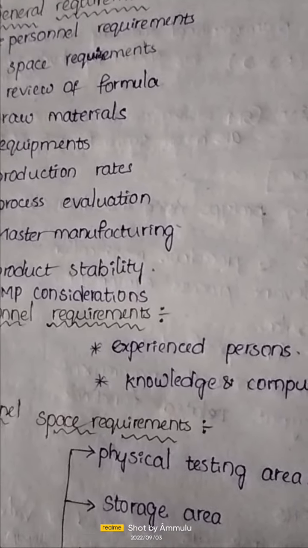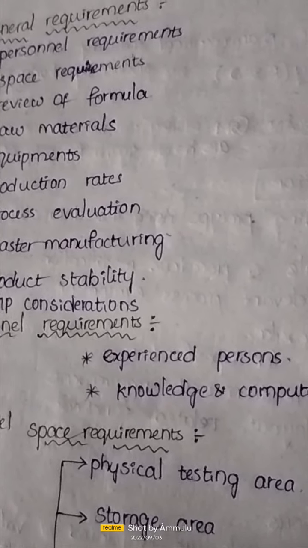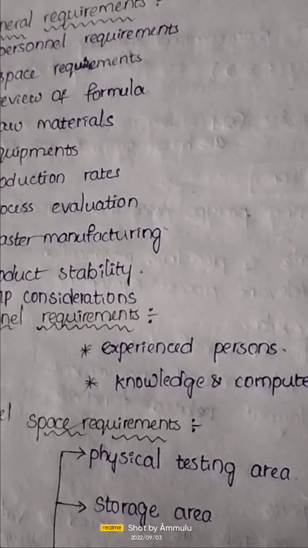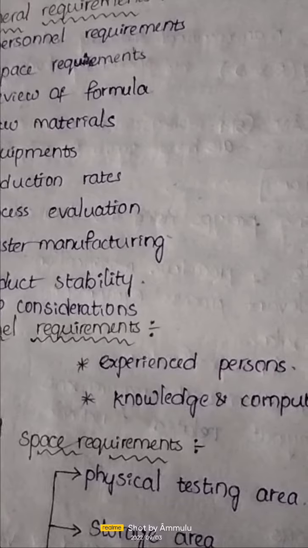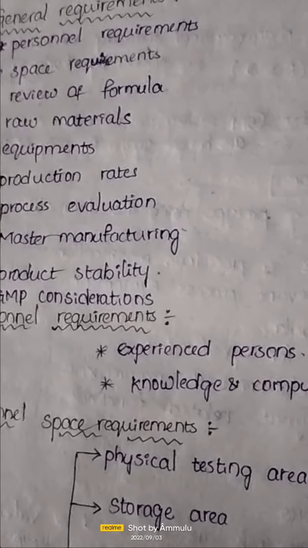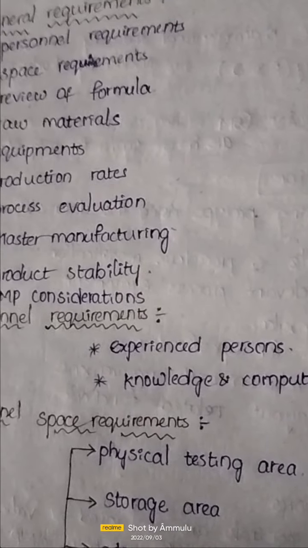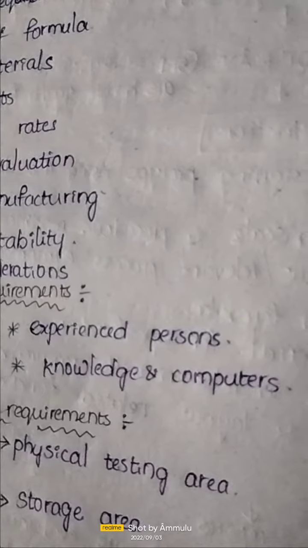In personnel requirements, we require well-educated professionals to maintain the drug quality and to maintain the industrial purpose. So that's why we need qualified, well-educated, experienced persons as workers, and some persons need to have computer knowledge. Okay, and then we'll move to the space requirements, the second one.